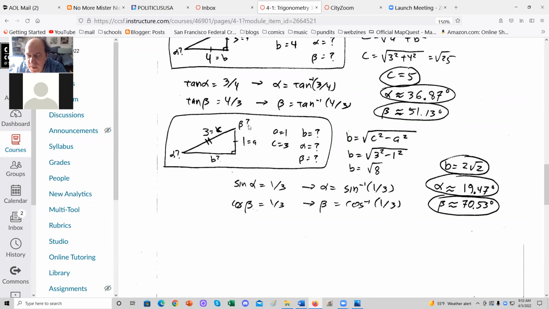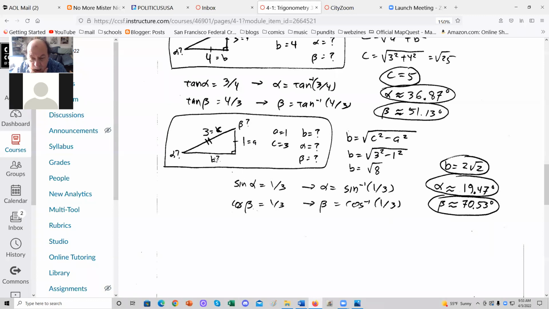And what's beta? All right. A squared plus B squared equals C squared. If you transpose the A squared and take a square root, you get B equals root of C squared minus A squared. So you plug in 3 for C and 1 for A. B equals root of 3 squared minus 1 squared. That's 9 minus 1, which is 8. You can rewrite 8 as root 4 root 2. So B equals 2 root 2. That's the value of B.